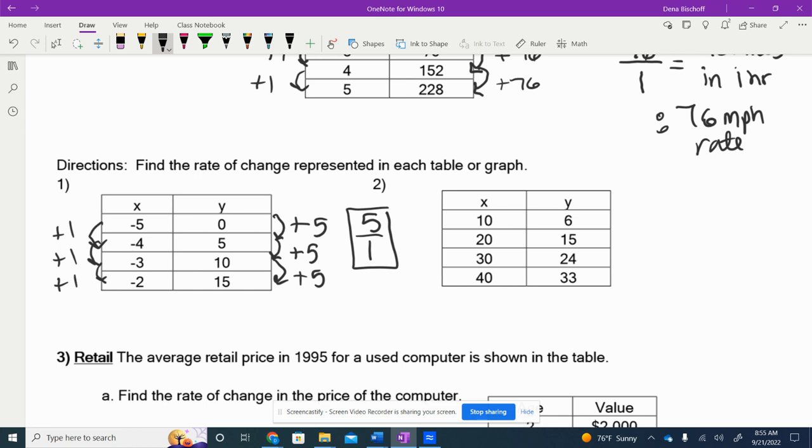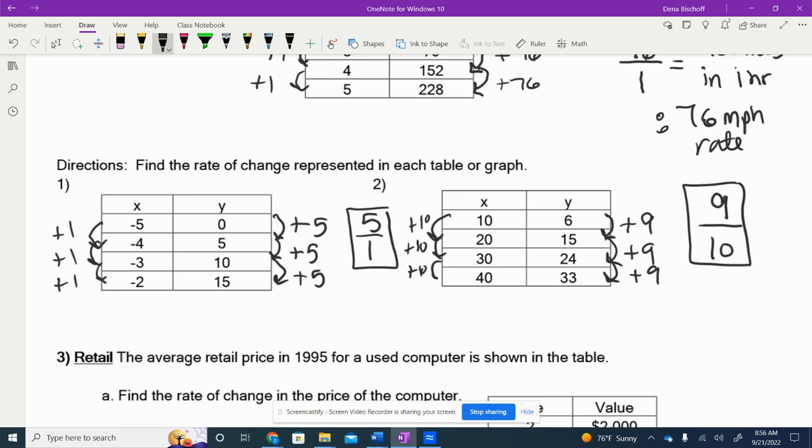Does this make sense? Okay, what's happening over here? Plus what? +9, and again +9, and again +9. What am I doing on the x side? +10 on all of this. So my rate of change is my change in y over my change in x, which is 9/10. 9/10. Okay.